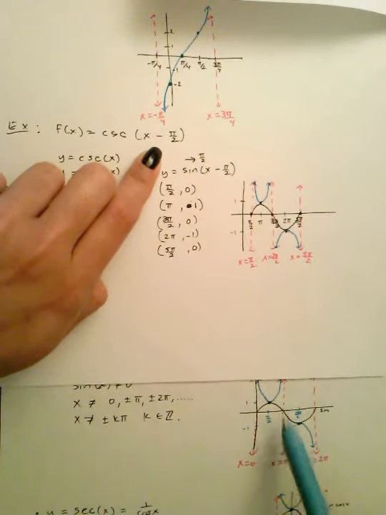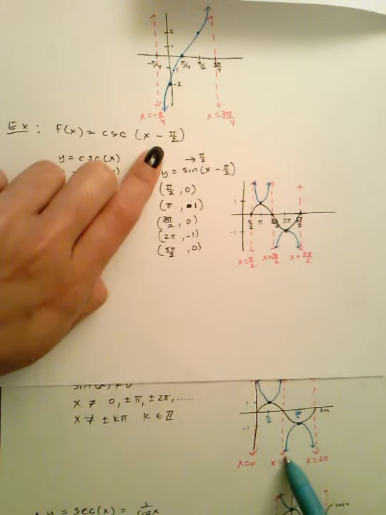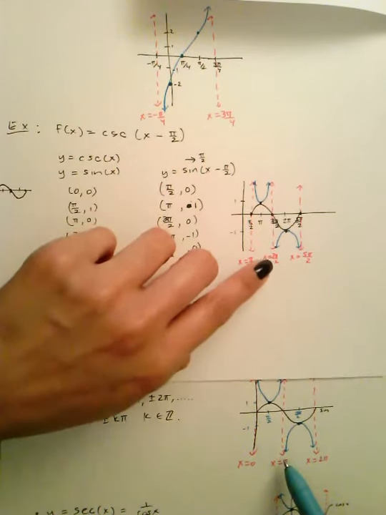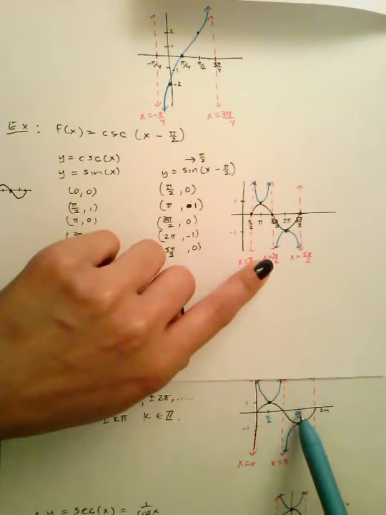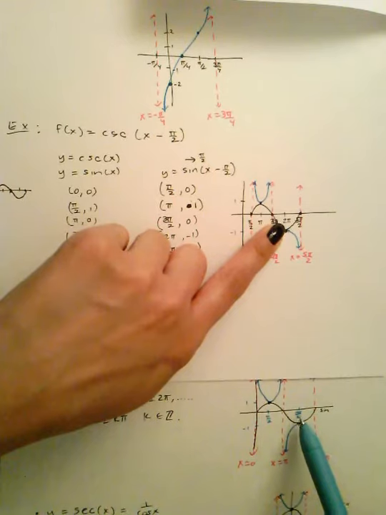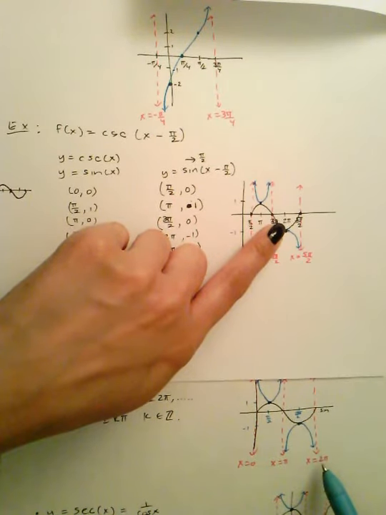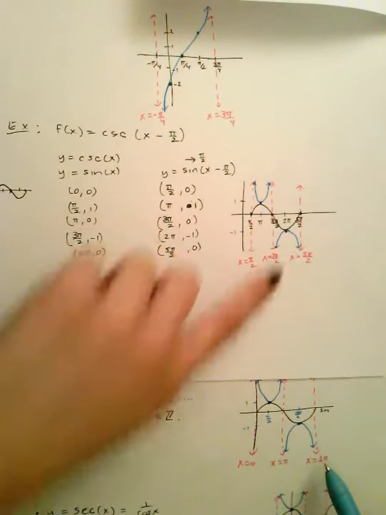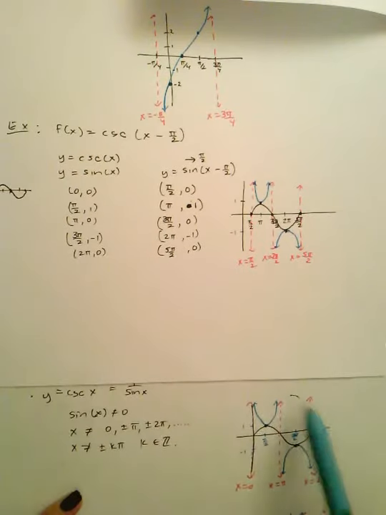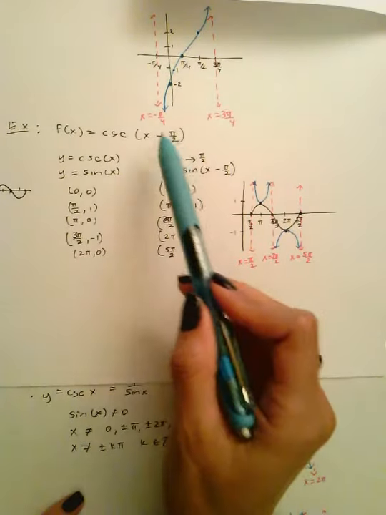So you do the same thing for the asymptote. The next one, pi plus pi over 2 gives me 3 pi over 2. 3 pi over 2 plus pi over 2 gives me 2 pi. And then 2 pi plus pi over 2 gives me 5 pi over 2. So you could have just taken this and shifted it to the right by pi over 2.